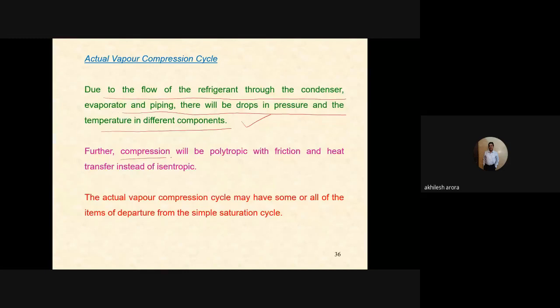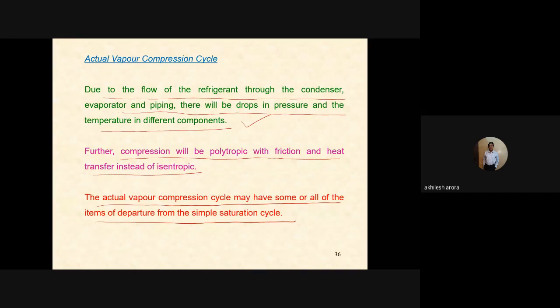Further, compression will be polytropic with friction and heat transfer instead of isentropic. So we have been considering till now that the process of compression in the compressor is isentropic or reversible adiabatic, but that will not happen, because it can never happen that the surface of the compressor is not losing any heat to the surroundings. That is bound to occur. So this effect also has to be taken into consideration when we are discussing the actual vapor compression cycle. An actual vapor compression cycle may have some or all of the items of departure from the simple saturation cycle.